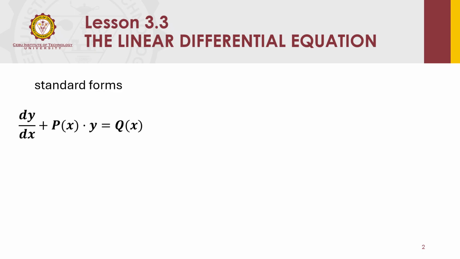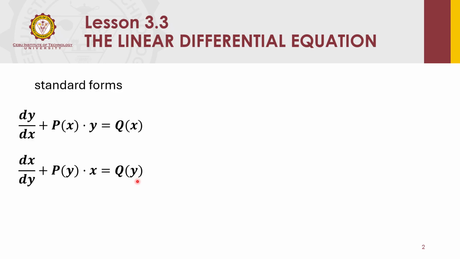If we're going to consider y as the dependent variable, we have the derivative of y with respect to x, and the second term contains a function of x multiplied to y, and the right side contains a pure x function only. Or if x is the dependent variable, then the second term contains a pure function of y multiplied to x, and the other side of the equation contains a pure y function.